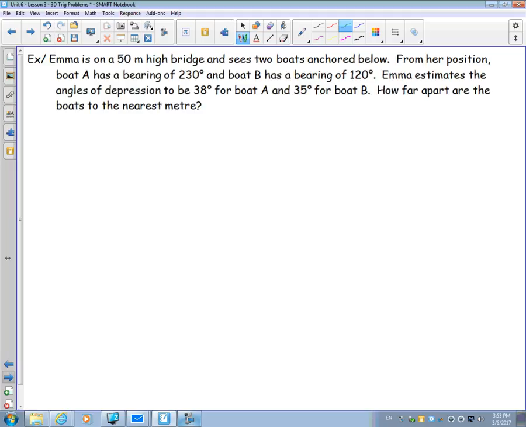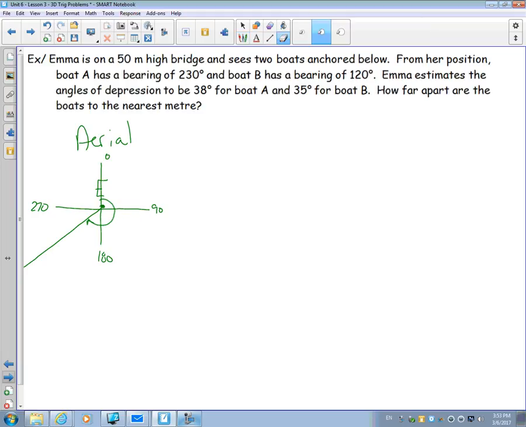Now, to do this question, we need to think of it in two ways. We need to think of an aerial view, an overhead view. So if we put Emma right in the middle, the boats are on a compass from her. One of them is at a bearing of 230, so 0, 90, 180, 270. 230 would be about here. From 0, that's that far. The other one's on a bearing of 120, which would be about here. That's B. That's A.